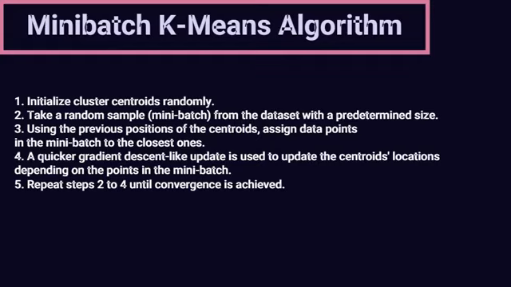The algorithm works in the following way. One, initialize cluster centroids randomly. Two, take a random sample, a mini-batch, from the dataset with a predetermined size. Three, using the previous positions of the centroids, assign data points in the mini-batch to the closest ones. Four, a quicker gradient descent-like update is used to update the centroids' locations depending on the points in the mini-batch. Five, repeat steps 2 to 4 until convergence is achieved.